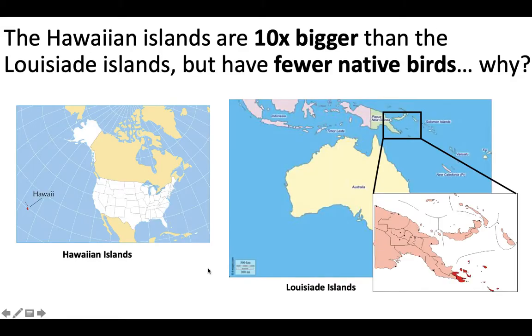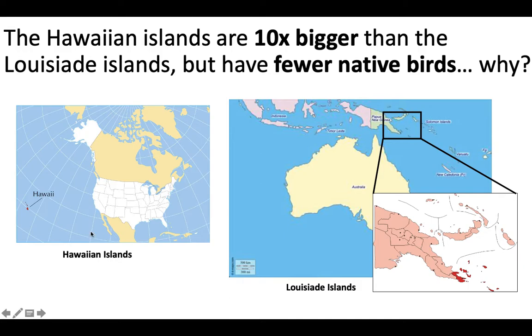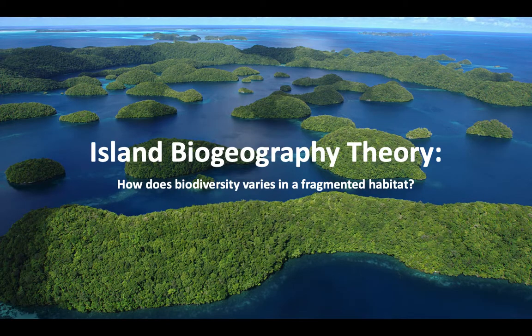Next question. The Hawaiian Islands are 10 times bigger than the Louisiade Islands, which are just off the coast of New Guinea. But the Hawaiian Islands have fewer native birds. Why might that be? Well, it's not size, and this time it's distance. If you look, Hawaii is pretty far away from the west coast, whereas the Louisiade Islands are right off the coast of New Guinea.